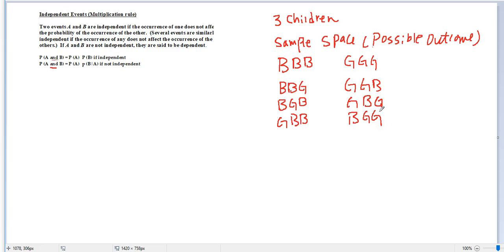So if the given problem is simple enough that you can generate a sample space, then you can always use the sample space to find the probability. In this case, using the sample space we just created, if we want to find the probability of 2 boys and 1 girl, there are 3 different ways that we can count, right? So that would be 3 out of 8.